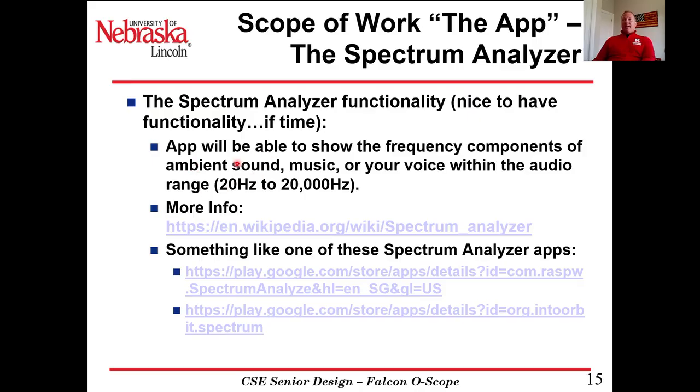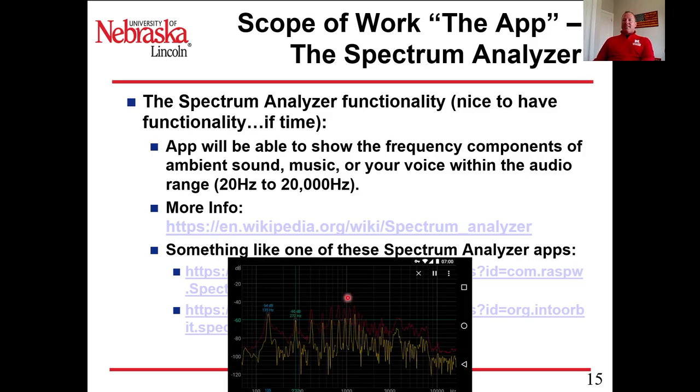The spectrum analyzer capability is a nice to have if we have time. It'll be able to show frequency components of ambient sound or music or your voice within that audio range, and there's more information on the spectrum analyzer, and we'll talk more about that when we get to it. But you can take a look at a couple different examples online for a couple different spectrum analyzers, and basically it's just analyzing different frequency components of sound, of audio.